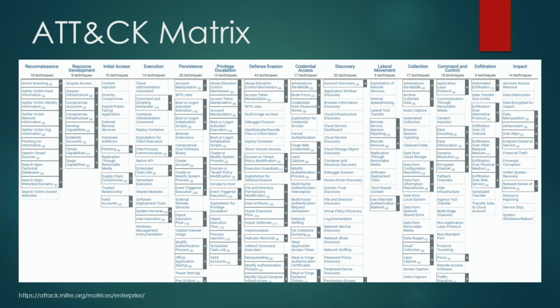This is the enterprise matrix that's seen on the website. At the top of the matrix are 14 tactics running left to right across the top. These are the high-level goals of the adversary at a certain stage during an attack. So we're talking about things like initial access, privilege escalation, lateral movement. Under each tactic are going to be techniques. This is how the adversary is going to accomplish those goals.